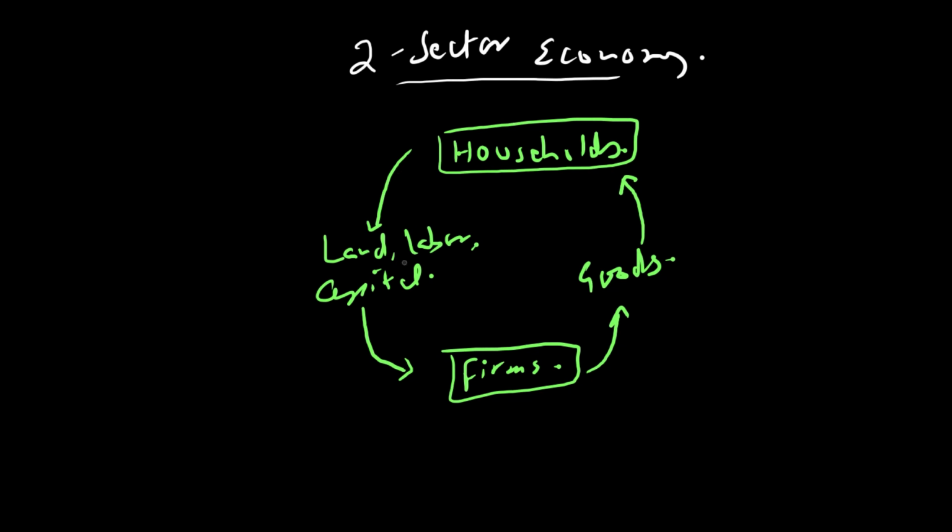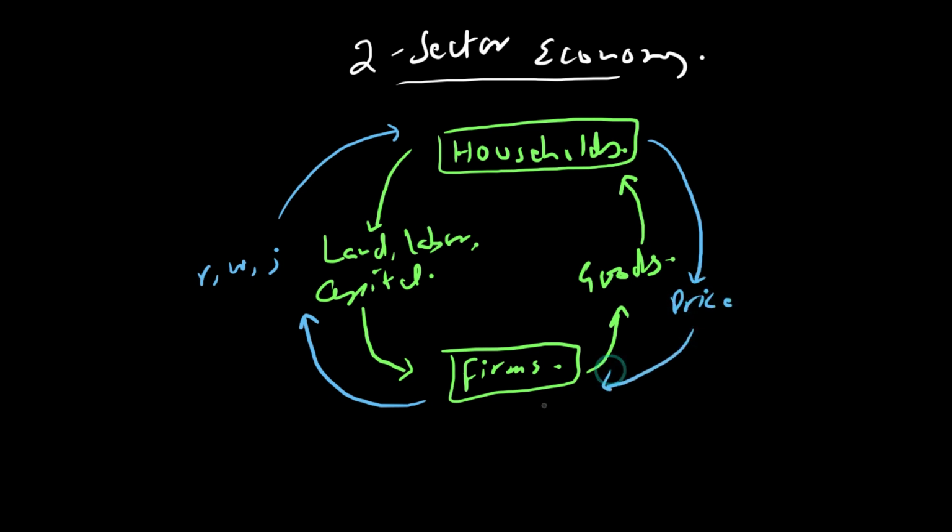So households provide land, labor, capital to the firms, and firms will pay the price of these factors of production in the form of rent. If households have provided land, then firms will pay rent, wages for labor, and interest for capital. So money will flow from firms to the households, and firms will sell goods and services to the households, and households will pay the price of these goods and services to the firms, and money will flow back from the households to the firms. So this is how money moves between two economic agents, and this movement is clockwise movement, right?